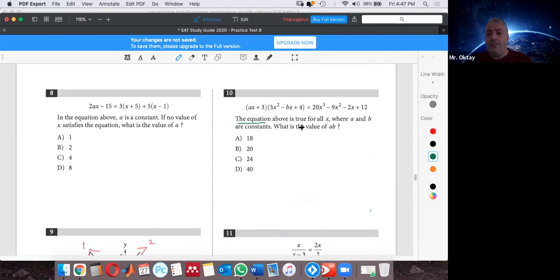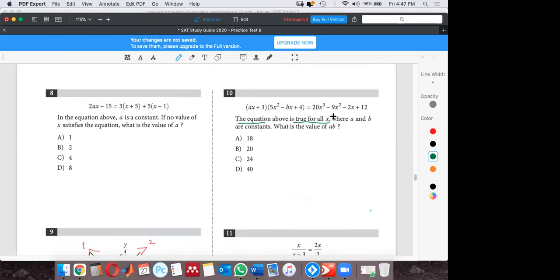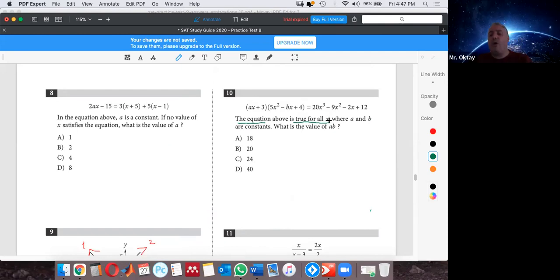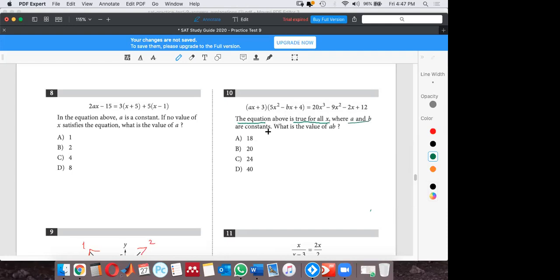The equation is true for all x. Be careful. It's true for all x means whatever x you put, it is satisfied. The last one was saying it's not satisfied. This one is saying it is satisfied, for all x, whatever you put. The equation above is true for all x, where a and b are constants. What is a times b?